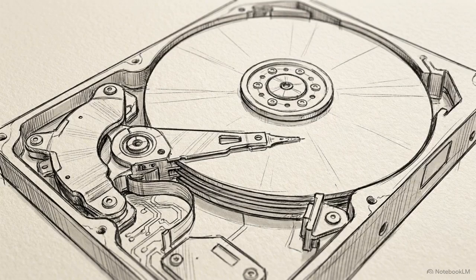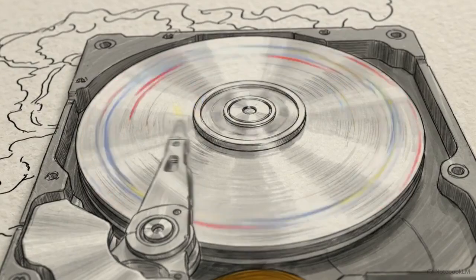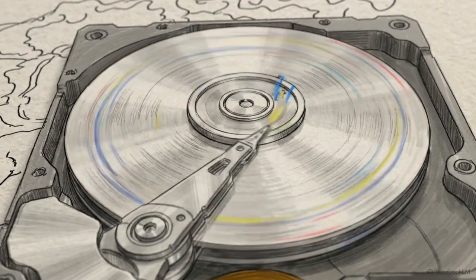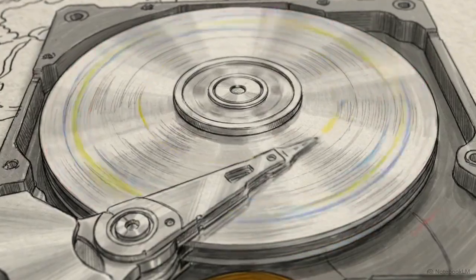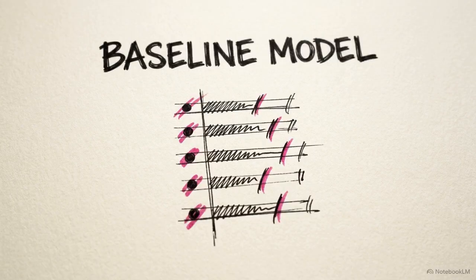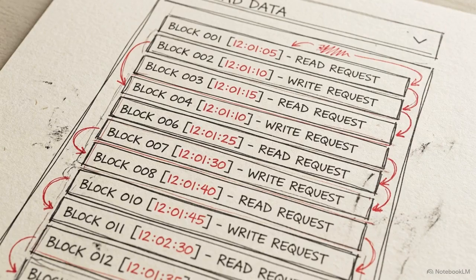Reading and writing data on a hard drive requires a physical component. Inside the casing, a mechanical arm sweeps a read-write head across a spinning platter to locate specific tracks of information. The simplest way an operating system can tell that arm where to go is first come, first served, or FCFS. In this baseline model, the disk processes incoming data requests in the exact chronological order they arrive.